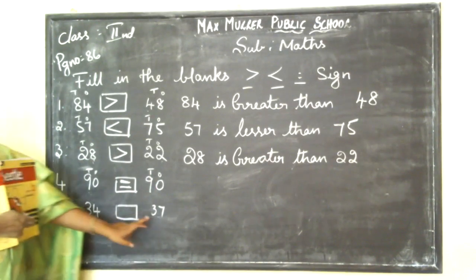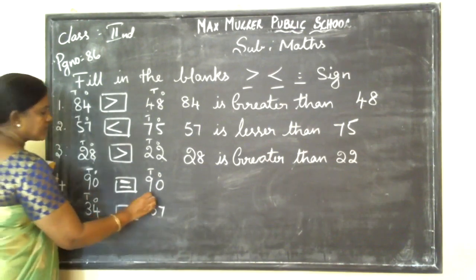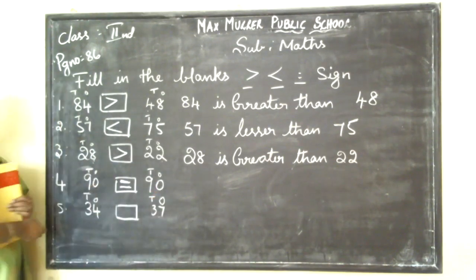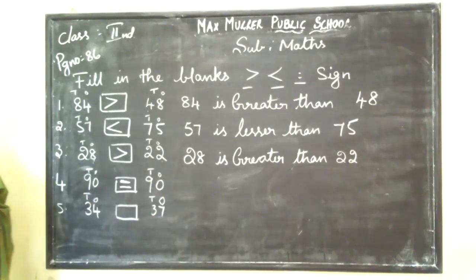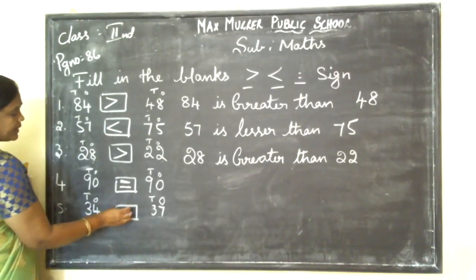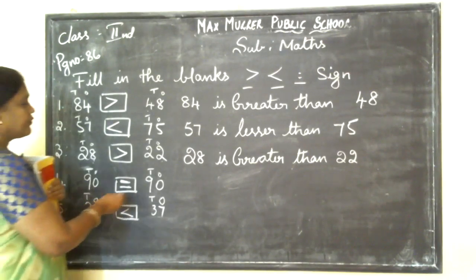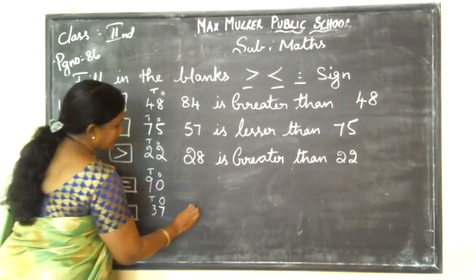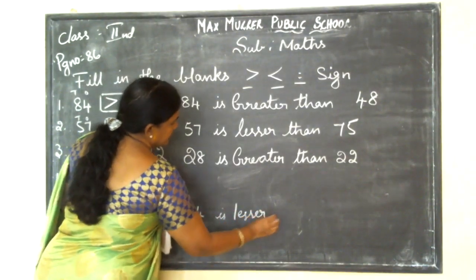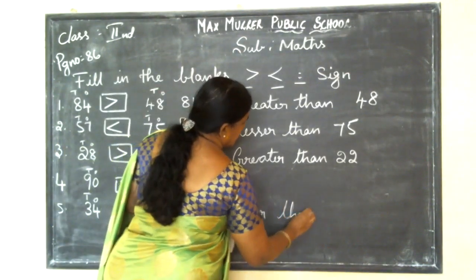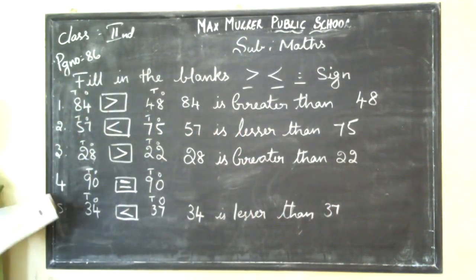Here 34, 37. The tens number is 3. Here also the tens number is 3. What will you do? You will go to the ones number. Here 4, here 7. Which number is bigger? 7 is the bigger number, so you will put the sign like this. So 34 is lesser than 37.